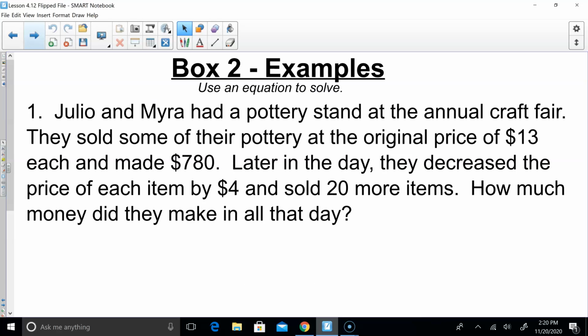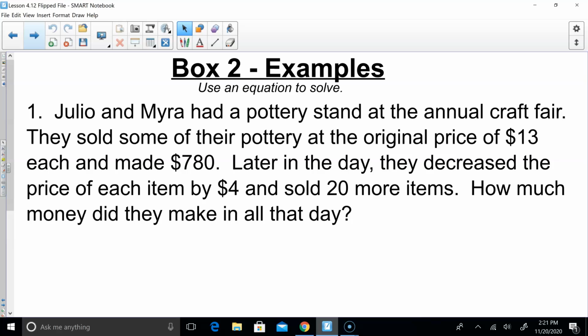So Julio and Myra had a pottery stand at an annual craft fair. They sold some of their pottery at the original price of $13 each and made $780. Later in the day, they decreased the price of each item by $4 and sold 20 more items. How much money did they make in all that day?